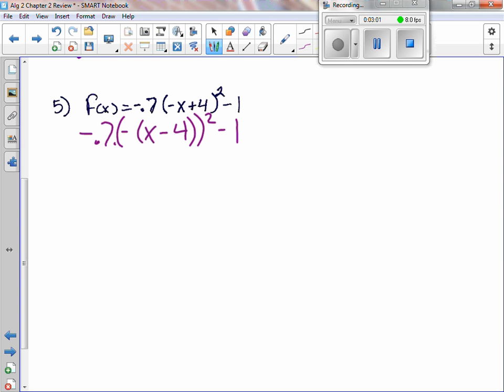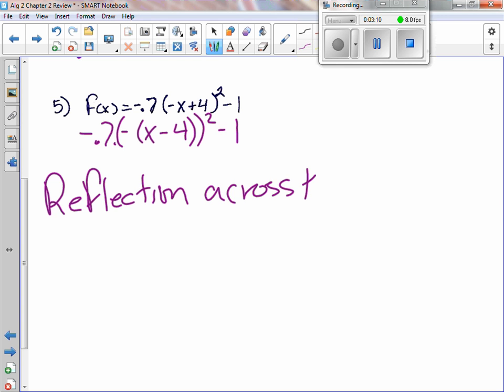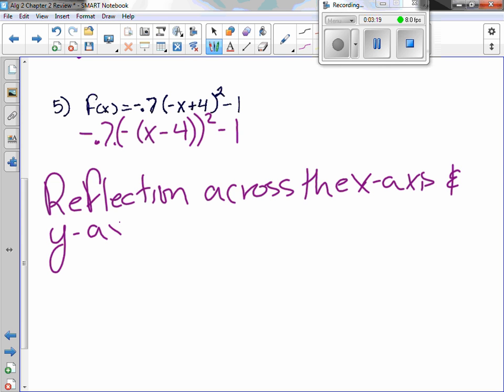If we talk about the reflection in the y first, if we say that it's a reflection across the x-axis, I'm going to do them both, and y-axis, because the negative in front of x inside the parentheses is across the y. The negative outside the parentheses is across the x. So if I talk about the reflections first, I have to do this.